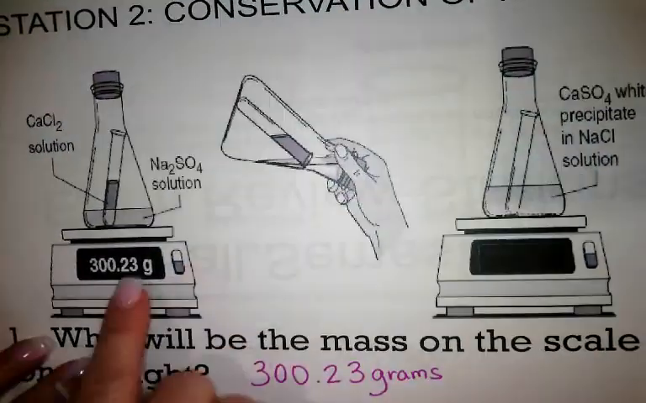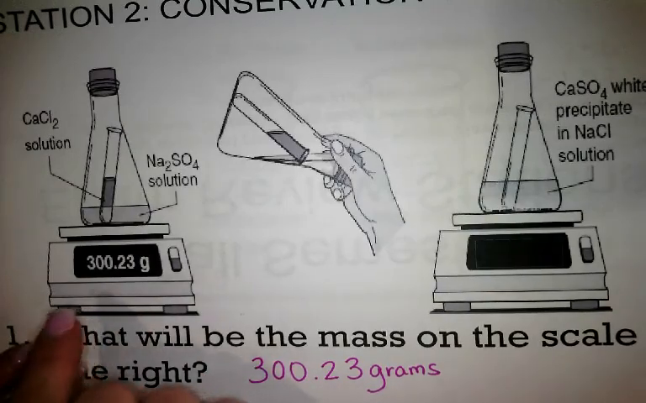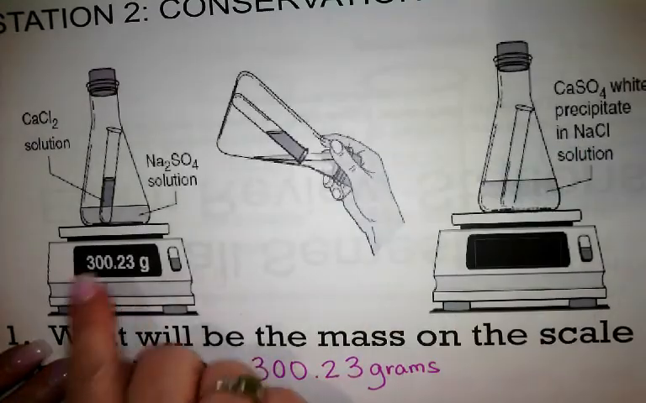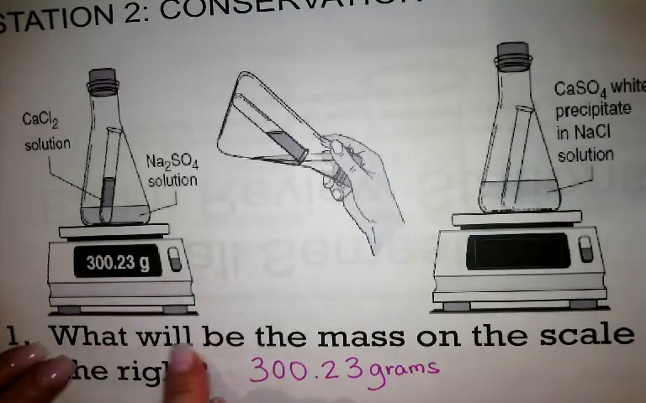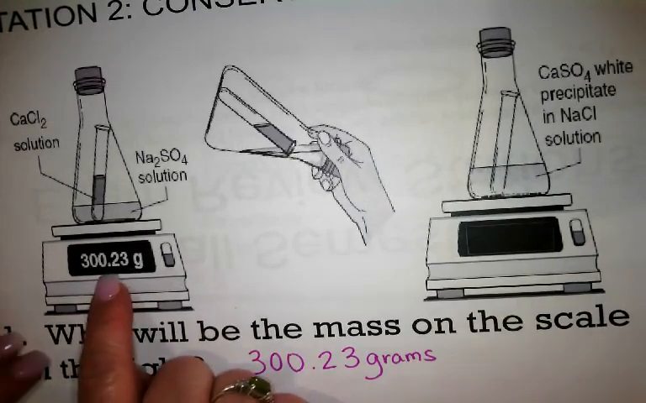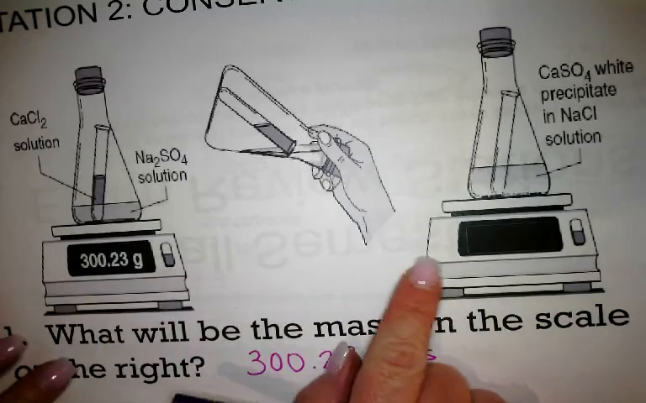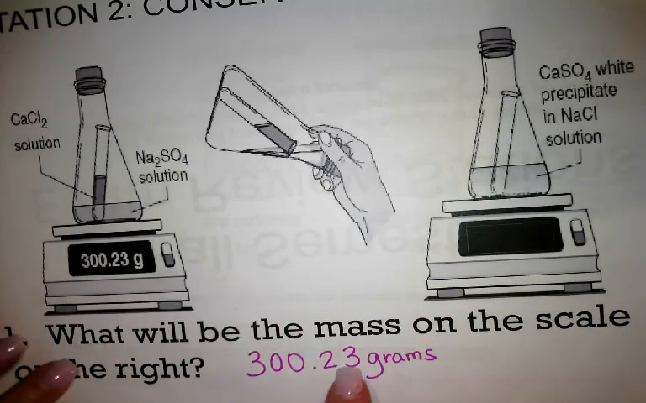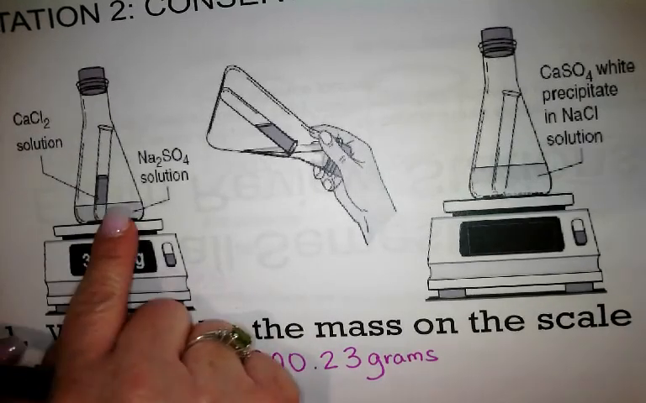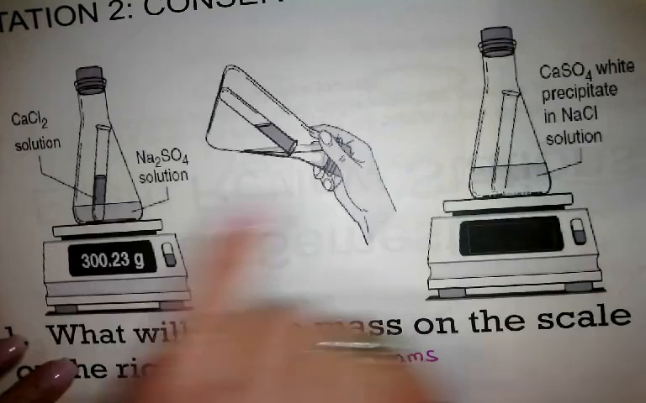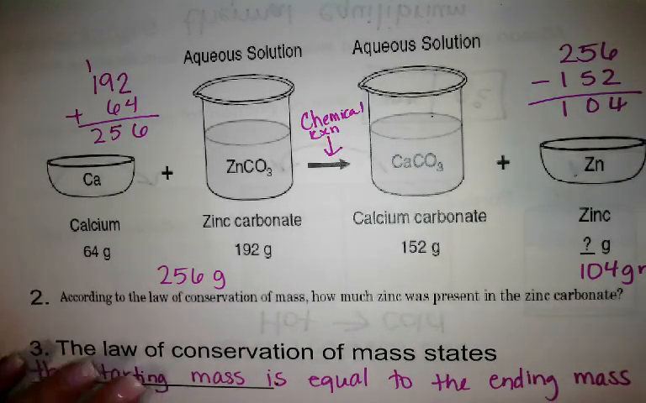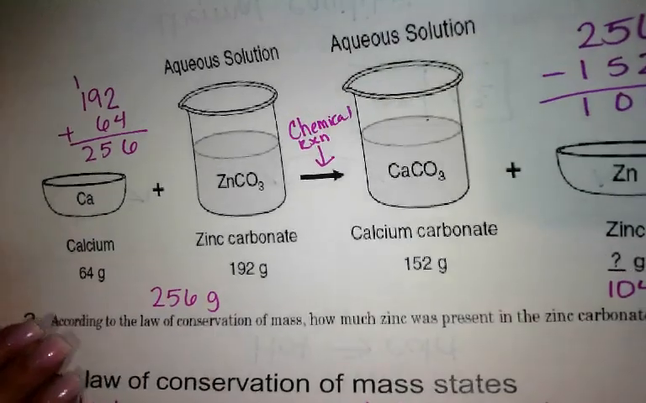So station number 2 is the conservation of mass. When we talk about the conservation of mass, it just means that whatever mass we start with is the same mass that we have to end up with. For the first question, it says, what will be the mass on the scale on the right? If we start off with 300.23 grams, we have to end up with 300.23 grams. The law of conservation of mass says whatever mass you start with is the same amount of mass that you end up with, regardless of the experiment.